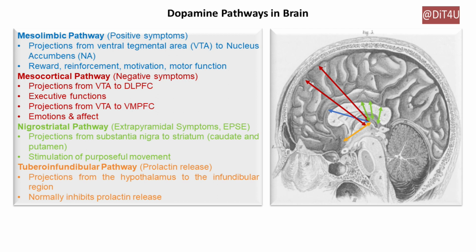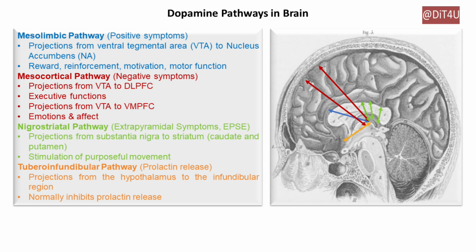Lastly, the tuberoinfundibular pathway is responsible for prolactin release. It has projections from the hypothalamus to the infundibular region. Normally, it inhibits prolactin release. So by giving antipsychotics, you're removing this inhibition, okay? And therefore, prolactin is released more.